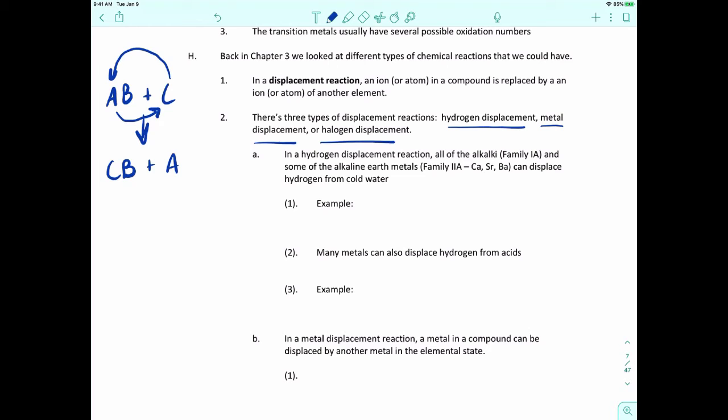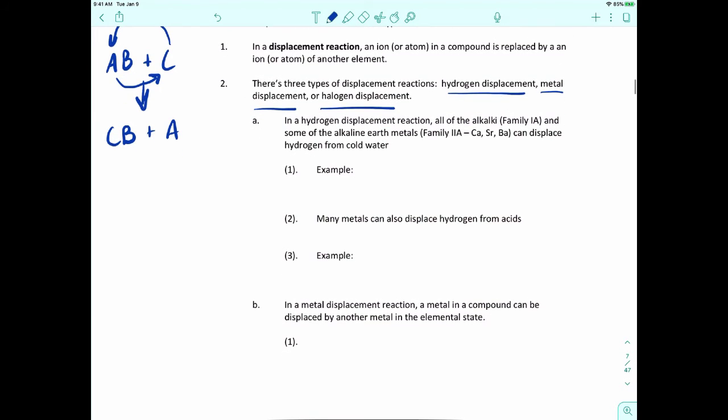So the first one is, let's say you've got a hydrogen displacement reaction. All of the alkali, or family 1A, and some of the 2A metals can displace hydrogen from cold water. So you could take calcium, okay, and that reacts with 2 moles of water. You could form calcium hydroxide, okay, and you release hydrogen gas.